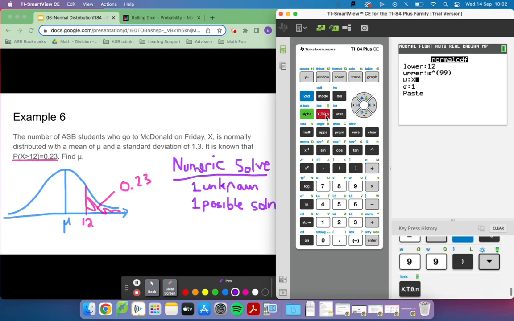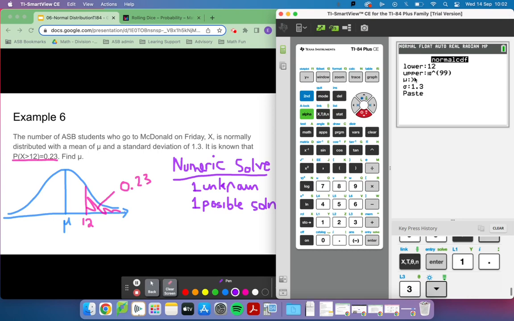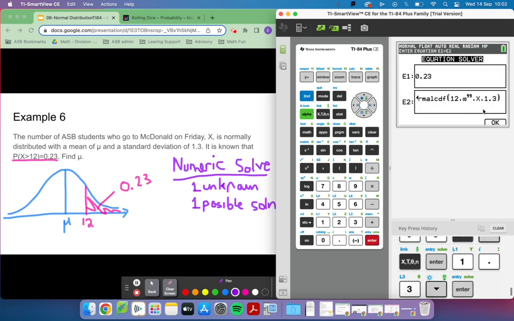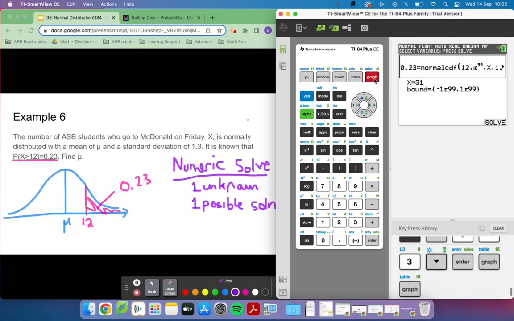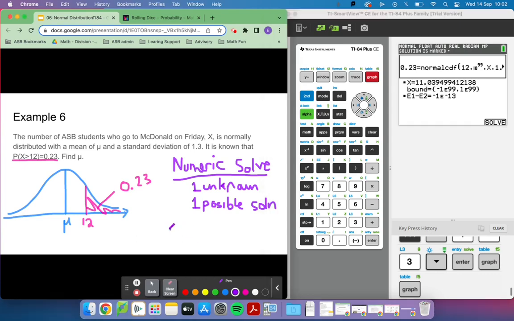Mean, we don't know what the mean is. So we're going to say that the mean is x, while our standard deviation is 1.3. And we're going to go ahead and paste this. So now we have our second function represents the probability that x is bigger than 12. And then we have that being equal to our 0.23. We're going to go ahead and ask the calculator to solve this. So right now our calculator is thinking, and there we go. We have our value for x. So this is going to be the mean of our distribution. So our mean is going to be, rounding to three significant figures, 11.0. So we're going to have a mean of 11 for this question.